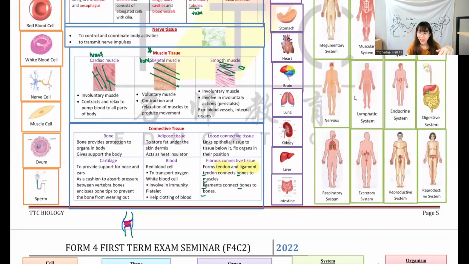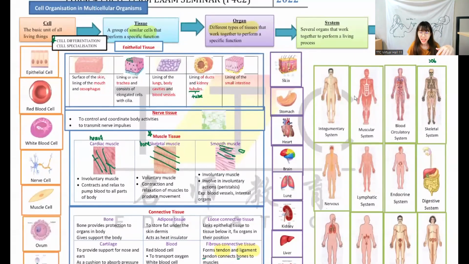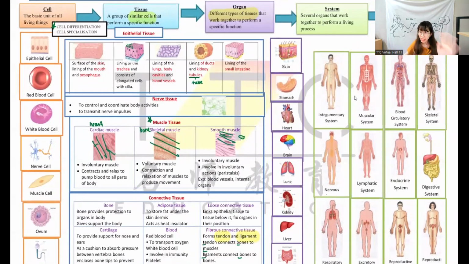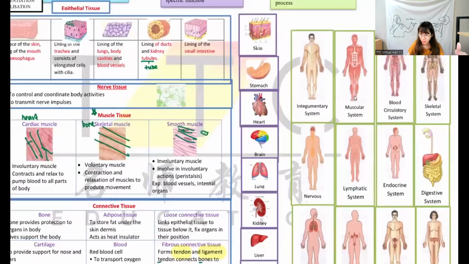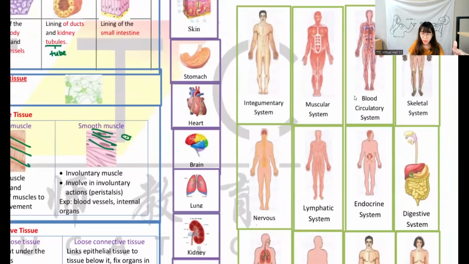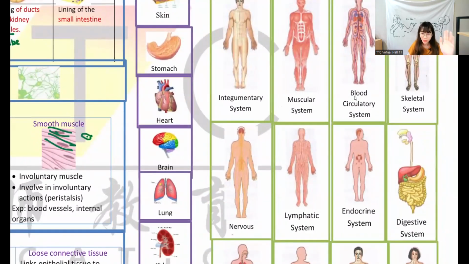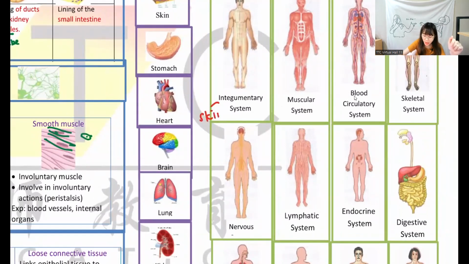Okay, now next we will have the organ. We have skin, stomach, heart, brain, lungs, kidney. Nothing much to explain about organs. But systems, we have a lot of different systems over here. We have integumentary, muscular, blood, we have a lot. Now first, let's start with integumentary. Integumentary means skin.